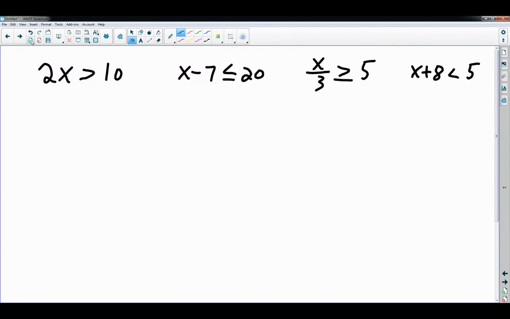So the first one, we're going to divide by 2. And x will be greater than 5. And yes, copy these down. These are notes. If you want to number them, you can.